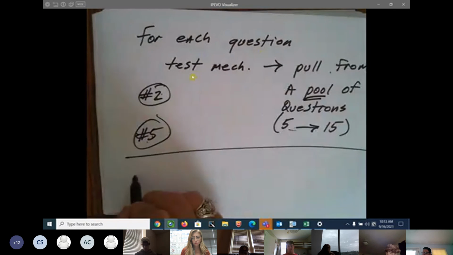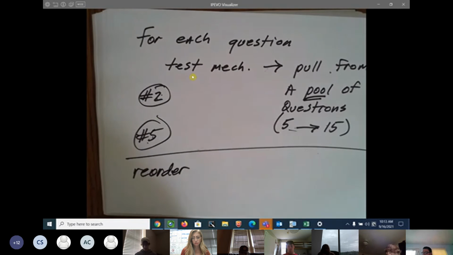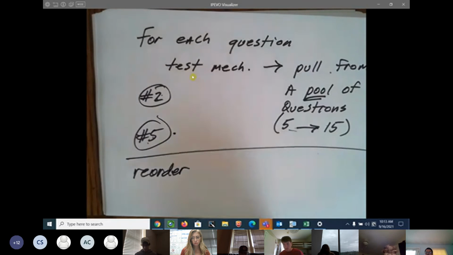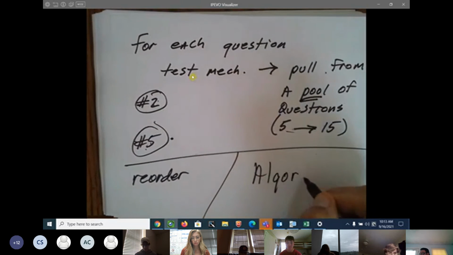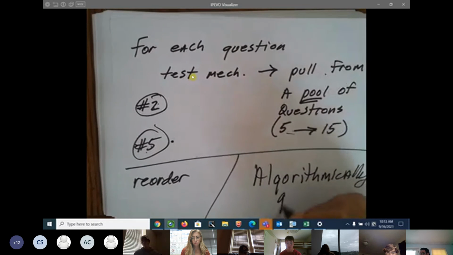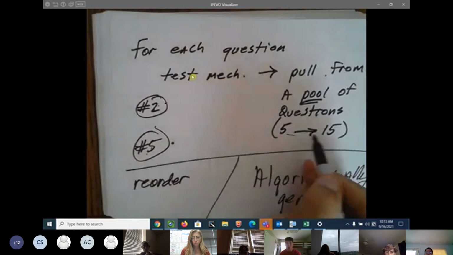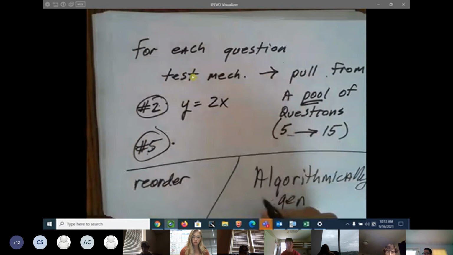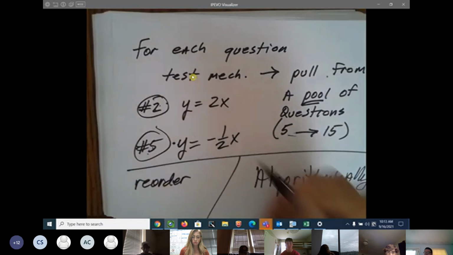I also reorder each test. So Miss Ray's test will be in a different order than Miss Wiggins' test. It'll be a different order. And I also algorithmically generate. These may be the same question, but it pulls from a different number, and this one may say y is equal to 2x. This one may regenerate and say y is equal to negative 1/2 x. Everybody with me?